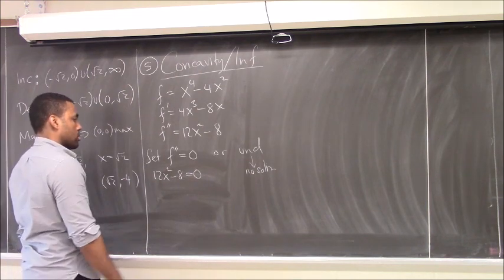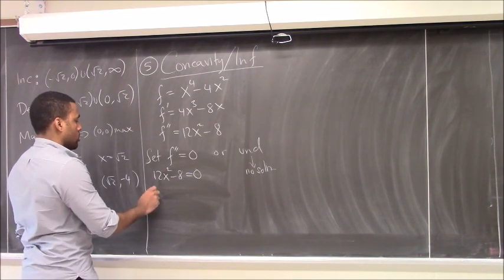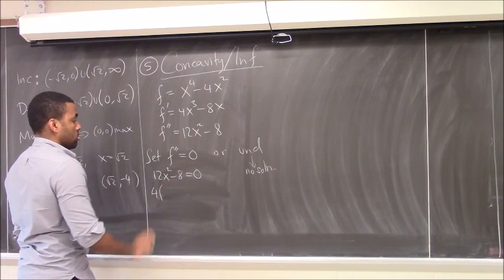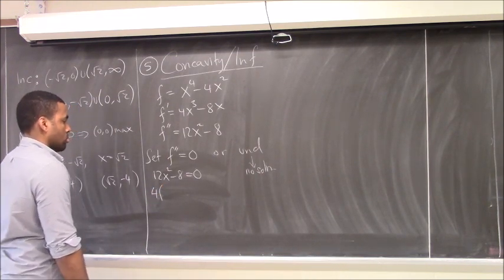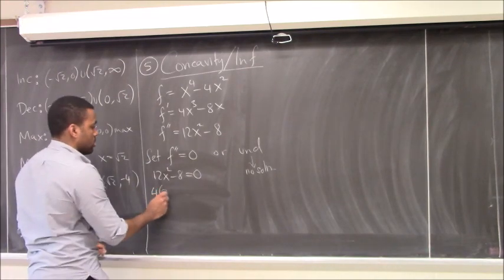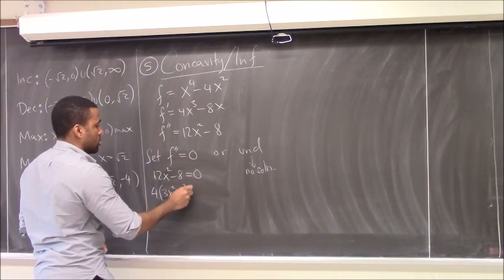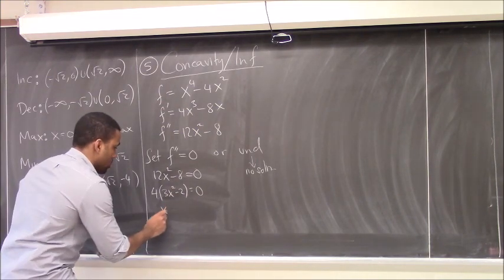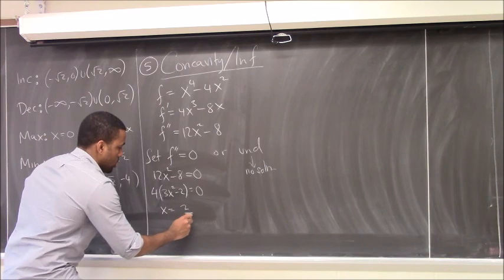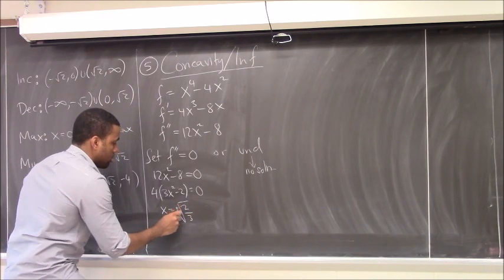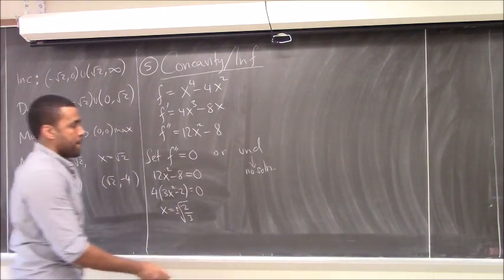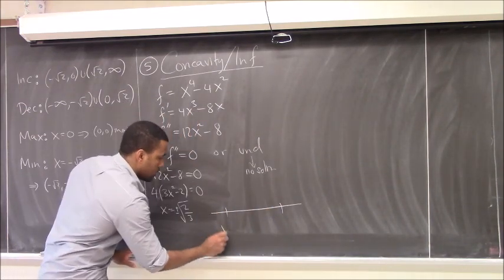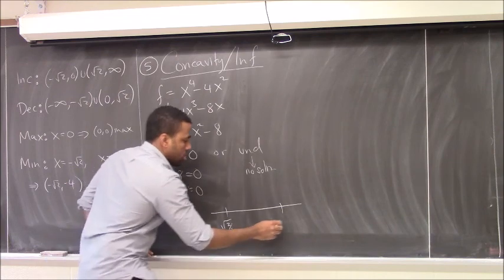What can I do here? Factor out a 4. And what would that look like? 4 times 3x squared minus 2. So that's going to be a weird number. x would be the radical of 2 over 3. So I can test that on the number line.